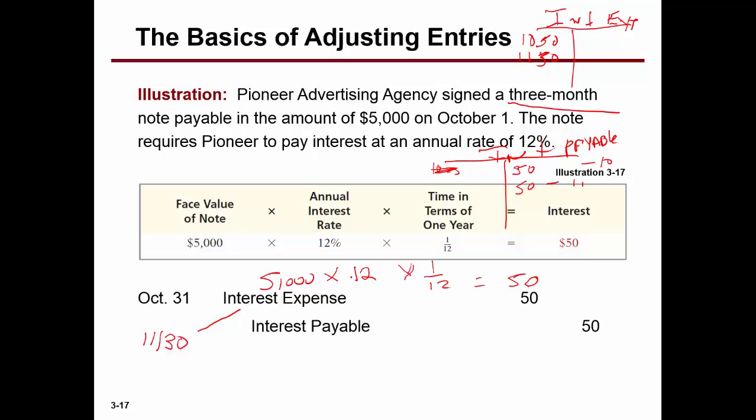Okay, what are we going to do on December 31st? Same journal entry again. One month of interest has gone by, and we're going to do what? $50 for the interest payable, $50 now for the interest expense for November, right? So our interest expense for the 3 months ending December 31st is $150. Our interest payable is $150, isn't it?